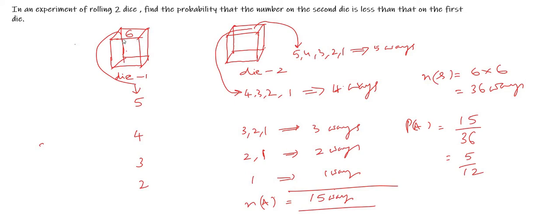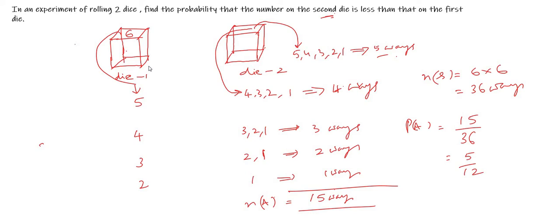Say for example, if I roll die 1 first, it gets 6 on the top surface. So when I roll the second die, the number that should come on the top face must be either 5, 4, 3, 2, 1, because on the second die the number should be less than the first one. If 6 turns up here, it should be either 5, 4, 3, 2, 1, because it is less than 6. There are 5 ways.